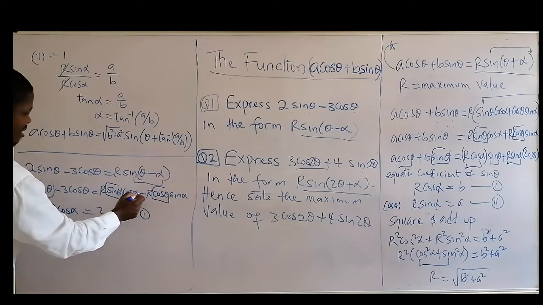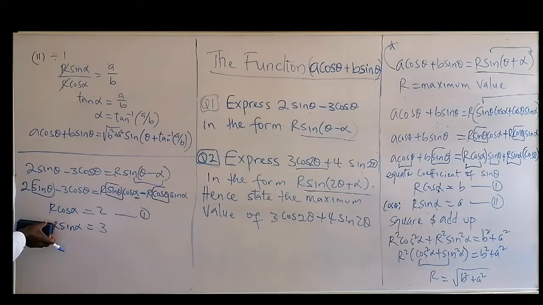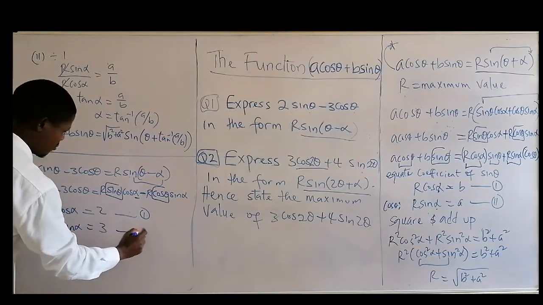There's no need, because this minus is already here, so no need to indicate the negative. They both cancel out. So that will be equal to r sine alpha equal to 3. Let me count, so equal to equation 2.